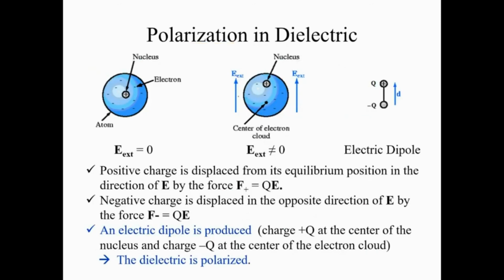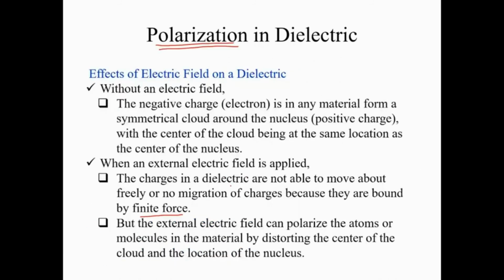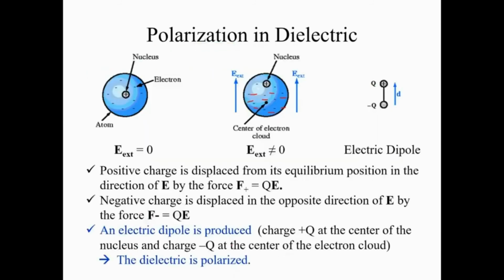Because when you apply the electric field, the nucleus will be adjusted. It won't be located at the center anymore, according to the direction of the electric field. So when the electric field is in this direction, the nucleus will move here, and all the negative charge tends to gather here. So you have changed the center of the electron cloud.